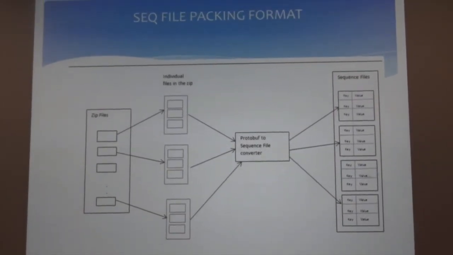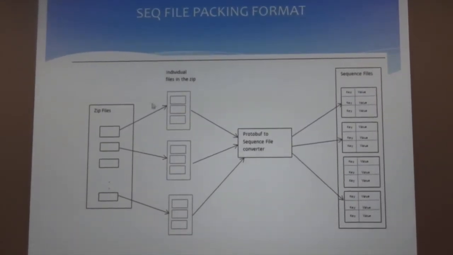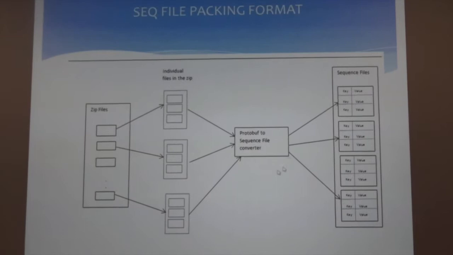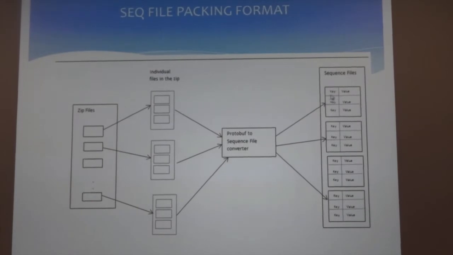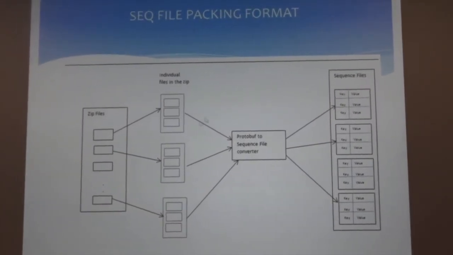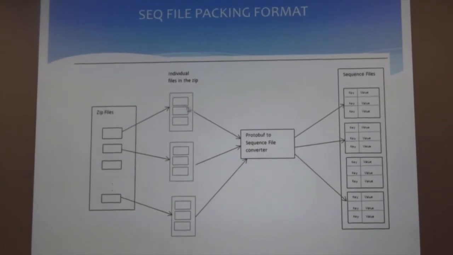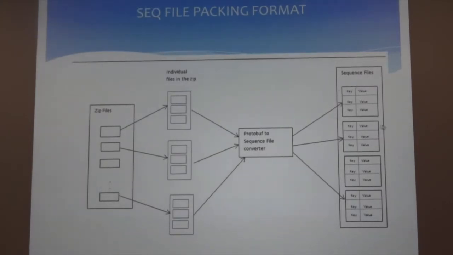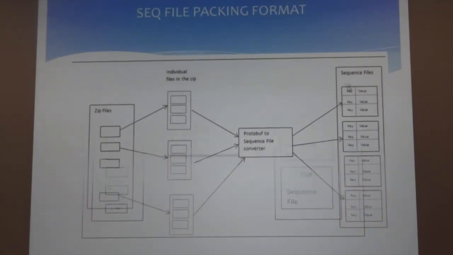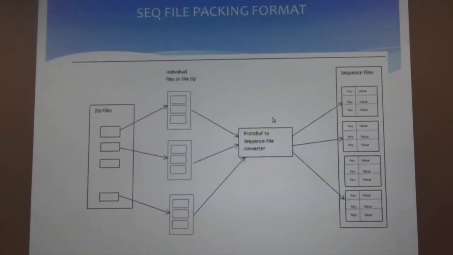So how are individual files organized? We get zip files. We retrieve the individual files from the zip, do processing, and write a key and a value. The key will be any information that we want about these files, and the value will be the file itself. A lot of these smaller files are packaged into one big sequence file. So this 5 gig file will be like this: key value, key value, key value, things like that.